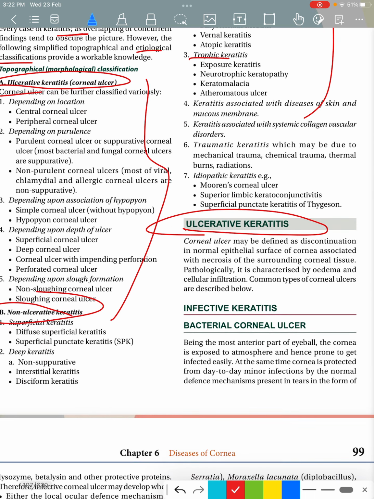Okay, first of all, an ulcer may be defined as a discontinuation in any epithelial layer. Here a corneal ulcer is defined as discontinuation in the normal epithelial surface of the cornea associated with necrosis of the surrounding corneal tissue, characterized by edema and cellular infiltration. Edema and cellular infiltration are very important here. When you are studying conjunctiva, congestion and discharge are very important characteristics. Likewise here in keratitis, edema and cellular infiltration are the important part.